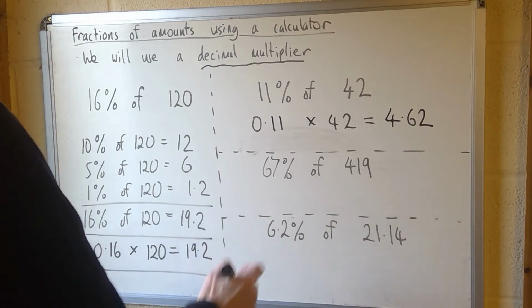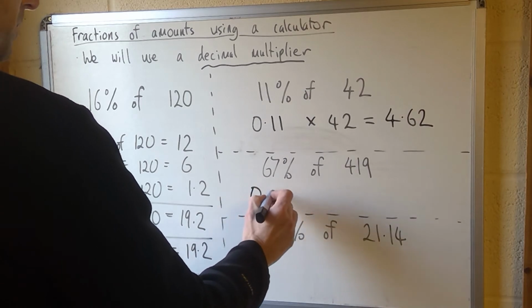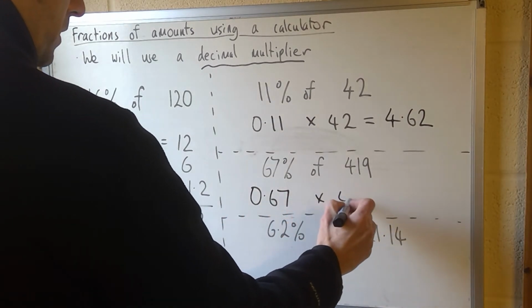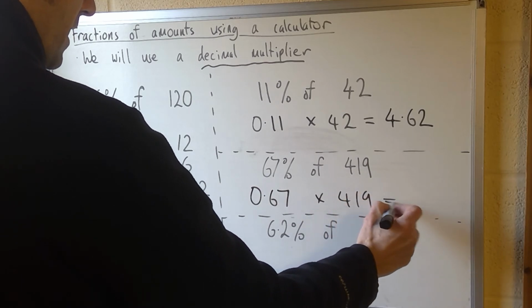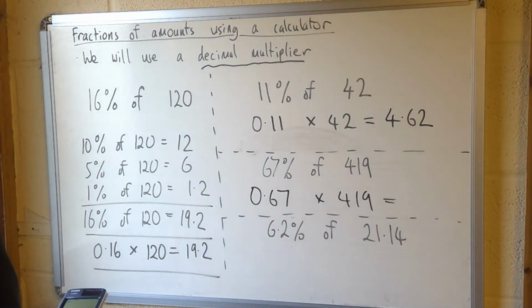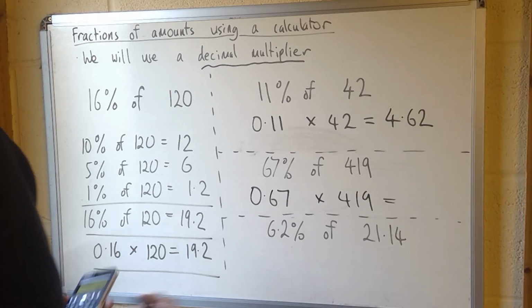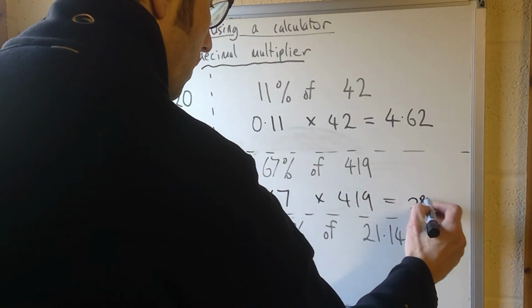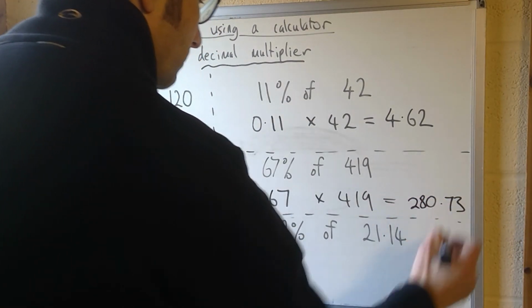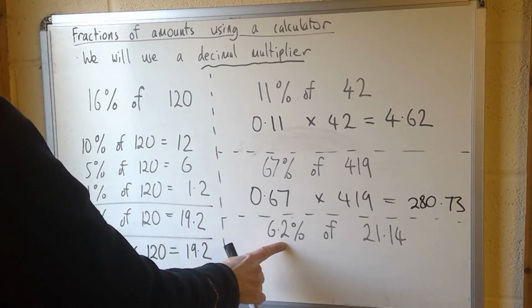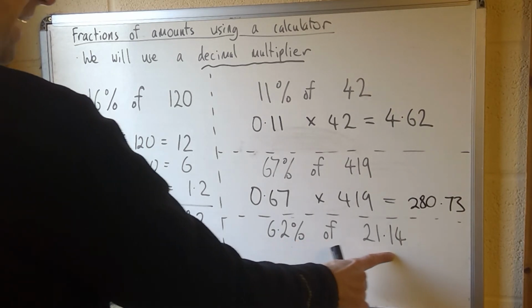You can find more difficult ones like 67% just as quick. 0.67 multiplied by 419. It's a big number, but it doesn't take any more time because you're simply using your calculator. And that's 280.73.